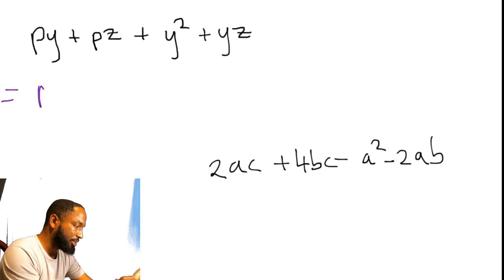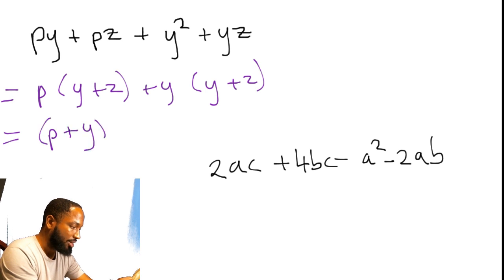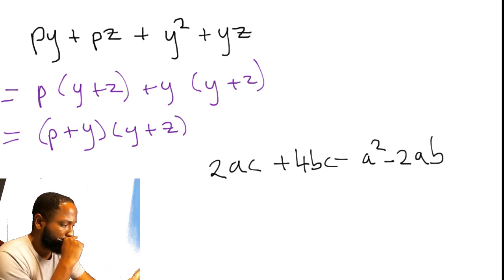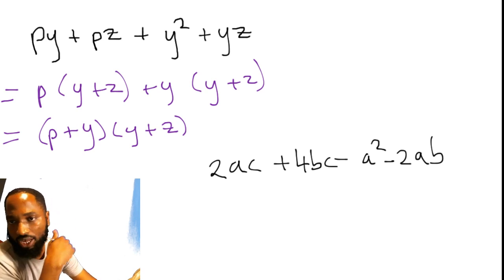So what's common here was p, y plus z. Let's just put back y plus z here one time. We realize that y is missing, so I'll just put p plus y and y plus z. Nice. P plus y, y plus z. Great. It doesn't matter which order you have it in.